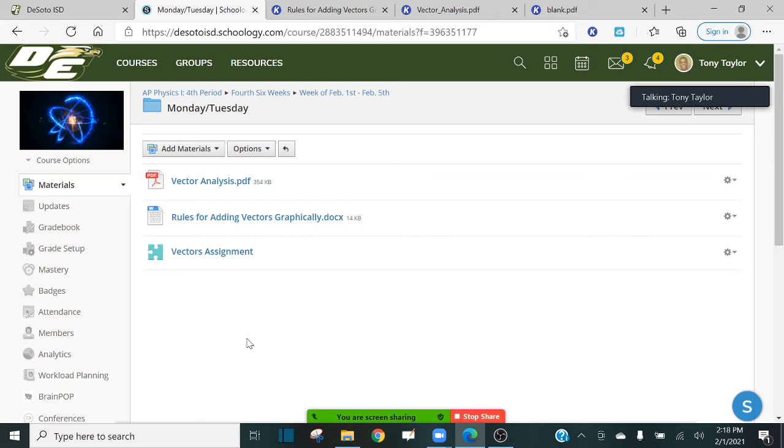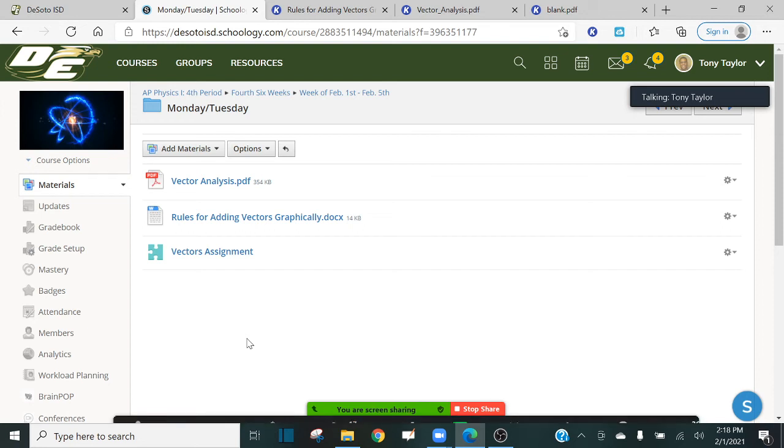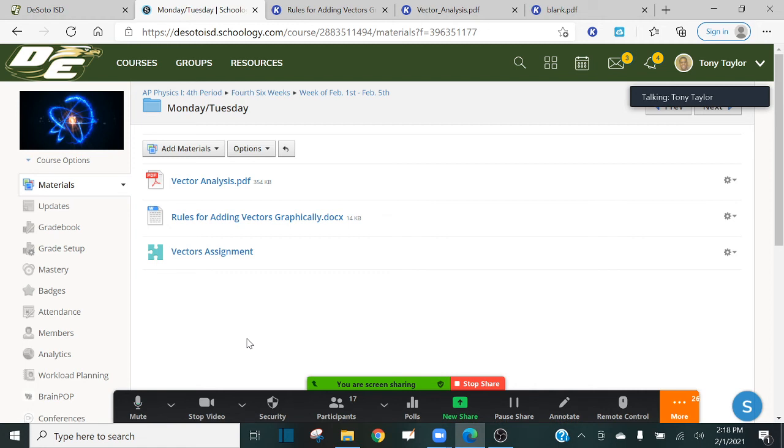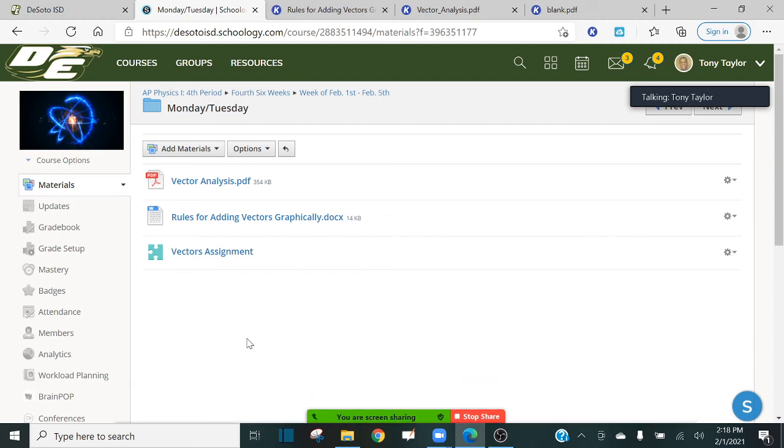I made it easy. And so for this assignment, you're going to have to add vectors graphically. There are some problems where you have to add vectors mathematically. There are some problems where they give you the x and y components and they ask you to find the magnitude. And in other problems, they're going to give you the magnitude and ask you to find the x and y components.